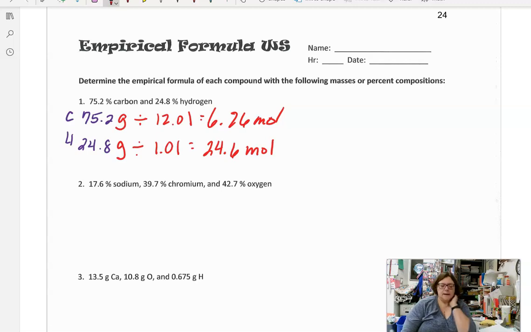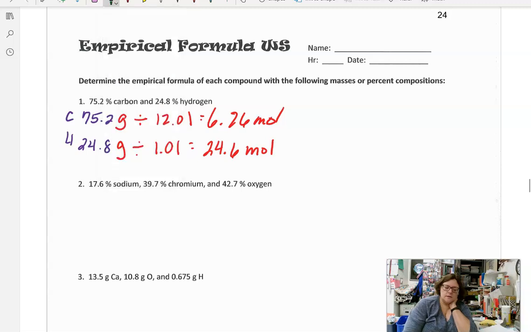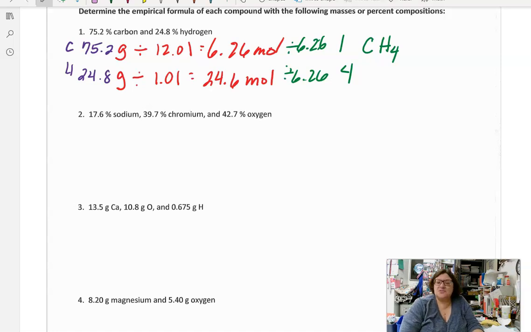Percent to mass, mass to moles, divide by, if you said small, you are correct. So the smaller of these is 6.26. So we get 1, and 24.6 divided by 6.26 is 3.9, which we'll round to 4. Multiply till whole, they're both whole numbers, so we don't have to do that. So we get a chemical formula of CH4, which is methane gas. An empirical formula. Okay?